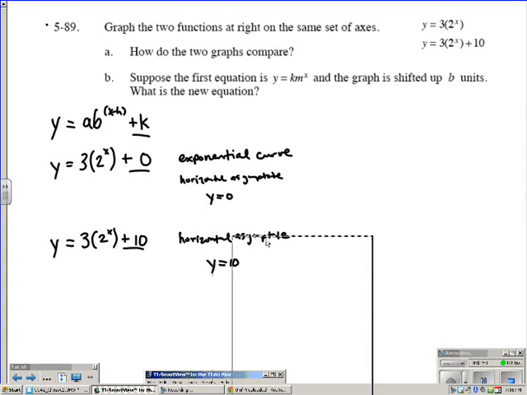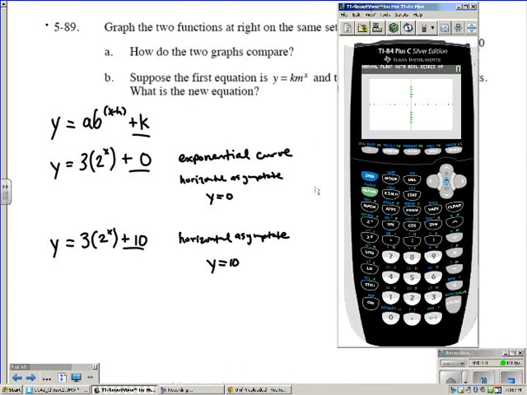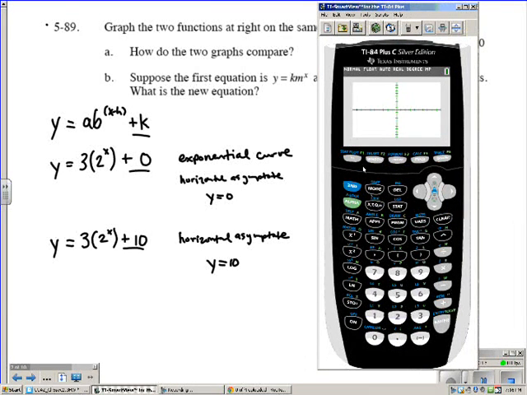Let's check that on the graphing calculator now. So I've got my calculator out, and I'm going to go ahead and graph the first one, which is 3 times 2 to the power of x. We'll graph that first one just so we can see what it looks like. It comes up here and goes up.